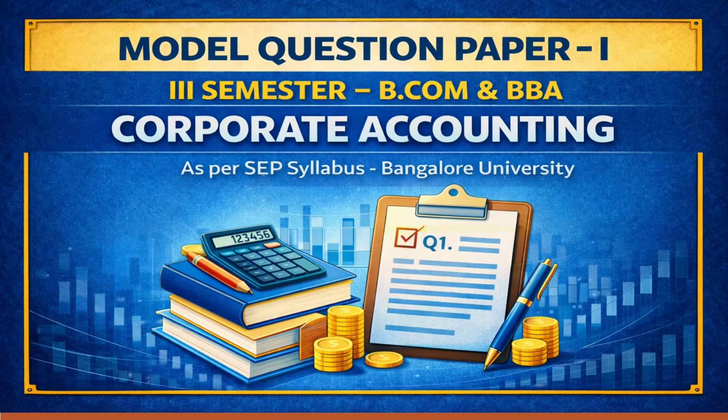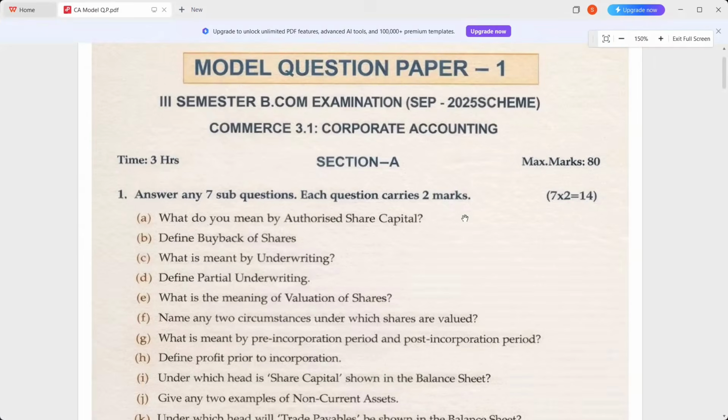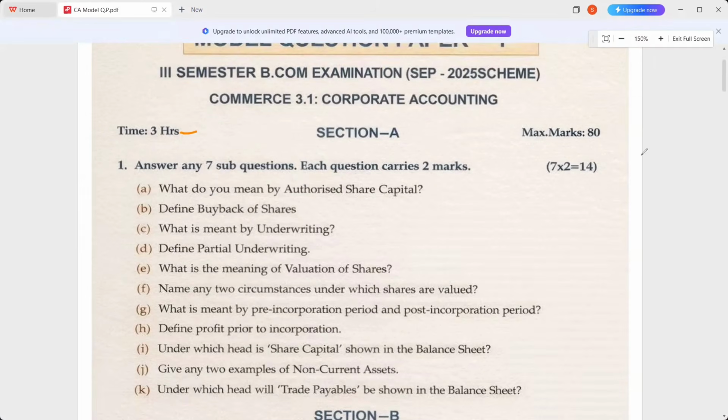So let us start. So this is a model question paper. As you know, the duration of the exam is 3 hours and it is for 80 marks. In Section A, the first question will be given for 2 marks. Answer any 7 subsections. Each question carries 2 marks. A to K, you have 11 questions. Out of these 11 questions, you have to answer any 7.